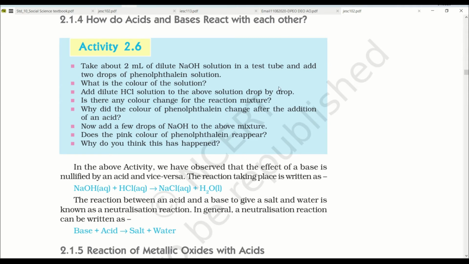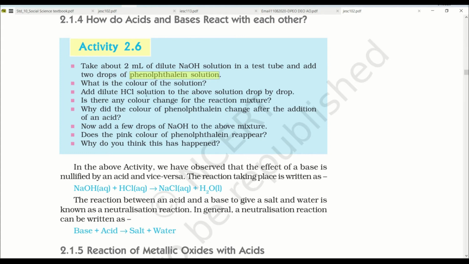Let's read another activity. Take about 2 ml of dilute sodium hydroxide solution in a test tube and add 2 drops of phenolphthalein solution. What is the color of the solution? Here, if you have noticed, we are using an indicator, phenolphthalein. A synthetic indicator means an indicator which was made in the laboratory to detect acid and base.